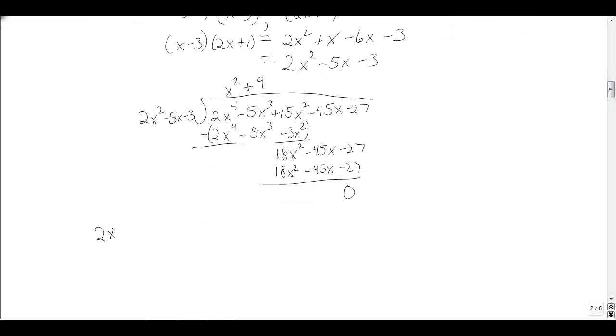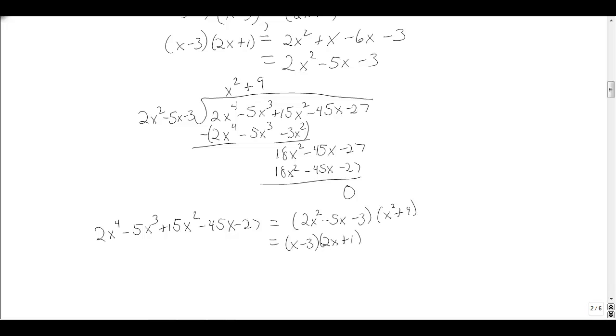And what that means is our original polynomial, 2x to the 4th minus 5x cubed plus 15x squared minus 45x minus 27 should factor as the 2x squared minus 5x minus 3 times x squared plus 9. So we know the roots of 2x squared minus 5x minus 3. That came from really just x minus 3 times 2x plus 1. Those are the factors, but you could get the roots of 3 and negative 1/2 from that. And then we've got to deal with this x squared plus 9. So we could use quadratic formula again. That would work out.